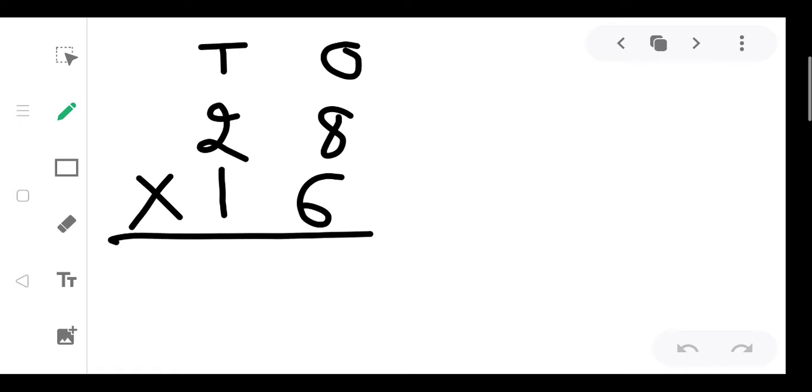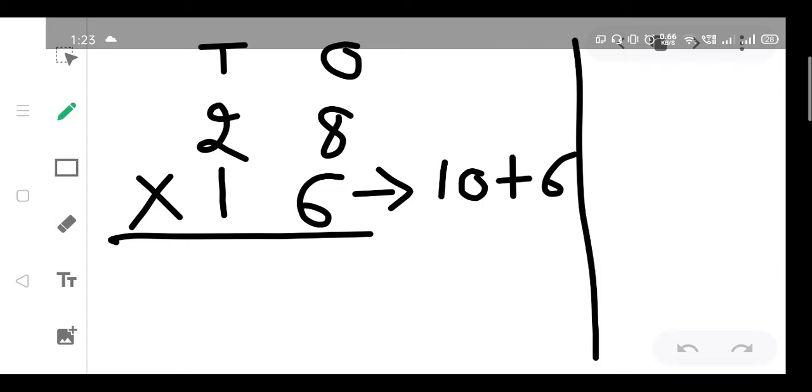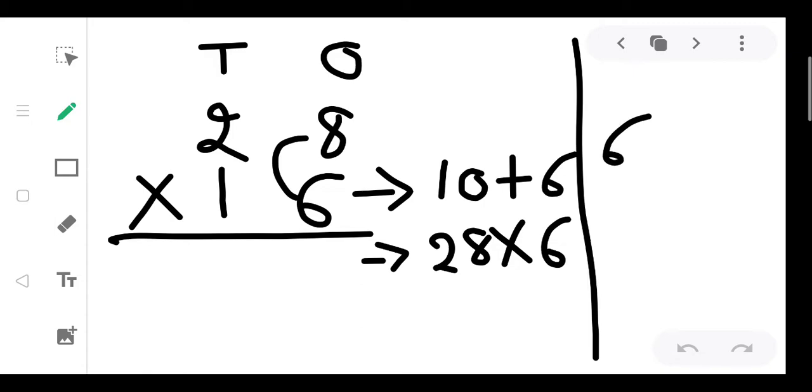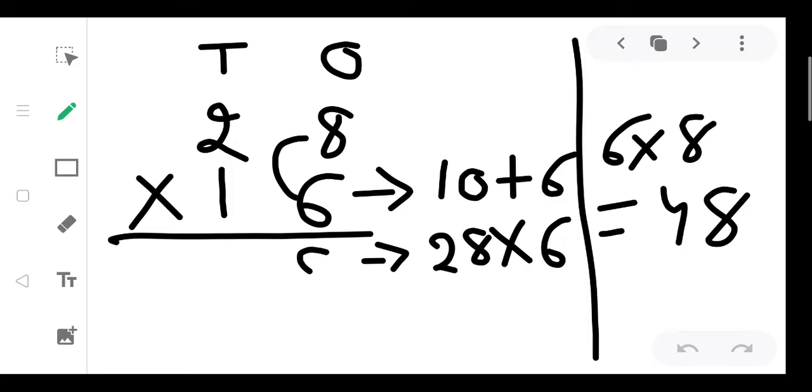Then we will draw the line. Now we will break it up. 16 means 10 plus 6. So first of all we will multiply 28 by 6 and that product we will write here. Now we will read the table of 6 up to 8 ja. 6 8 ja 48. 8 we will write under this and this 4 will be carry.